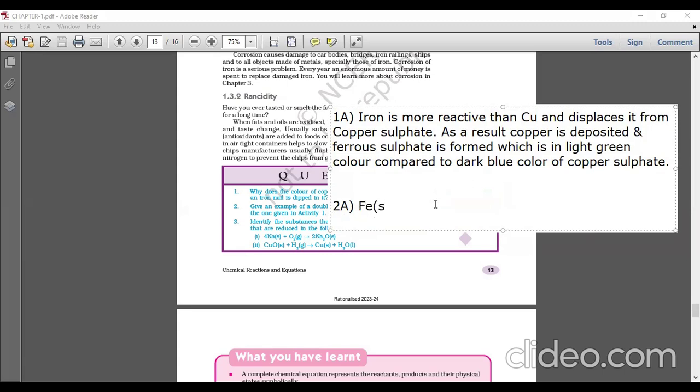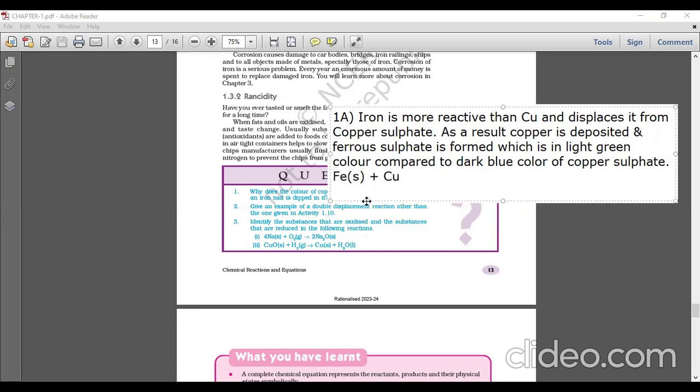Okay, iron plus copper sulfate. Sorry, this is not for the second one, this is for the first one only. I'm writing the chemical equation: iron plus copper sulfate, where 4 is a subscript, gives FeSO4 plus copper. Okay, this reaction is already given.